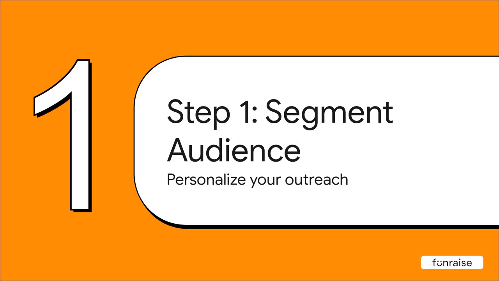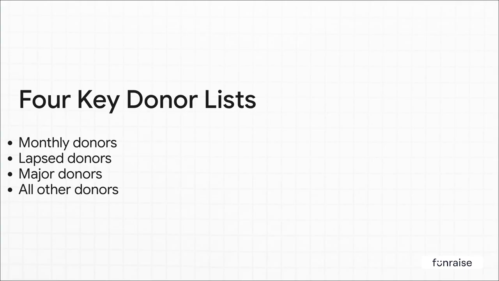All right, first up is step 1, segmenting your audience. This is absolutely key. It's how you stop sending out those generic email blasts and start having real personal conversations that make every single supporter feel like you're talking directly to them. And look, you don't need to overcomplicate this. Seriously, just start with 4 basic lists. You've got your monthly donors, your loyal crew, then your lapsed donors, the ones you really want to bring back, of course, your major donors, and then a catch-all list for everybody else.